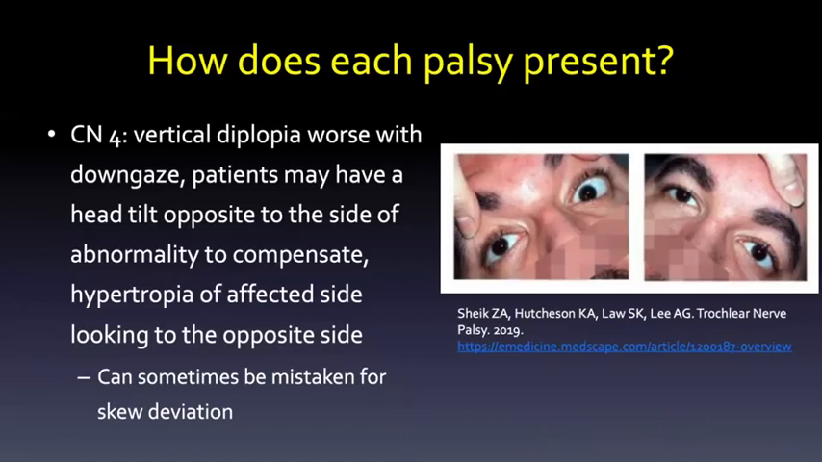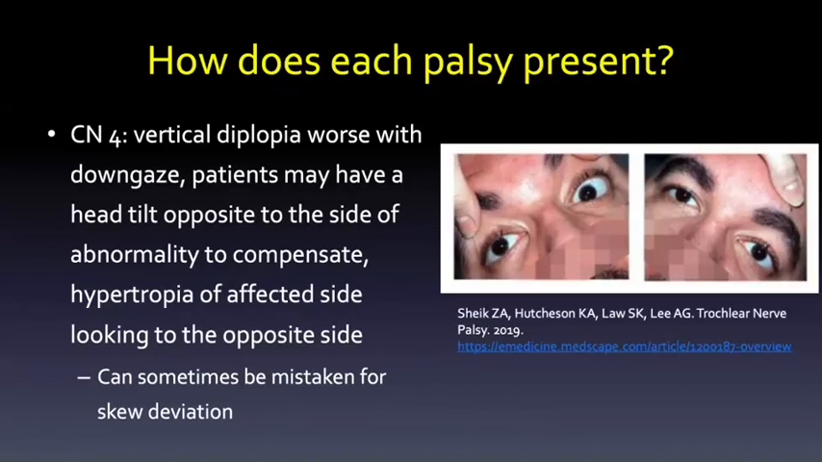These patients typically present with a vertical diplopia, worse with down gaze, and the patients may adopt a head tilt opposite to the side of abnormality to compensate. One can see a hypertropia or upward deviation of the affected side when they look towards the opposite side. Here in this patient with bilateral fourth nerve palsies due to trauma, the hypertropia is accentuated with ipsilateral head tilt. Now, to confuse things more, some patients can adopt a paradoxical head tilt where they tilt to the ipsilateral side to cause a wider separation of images so that patients can ignore, or the brain can ignore, one set of images.